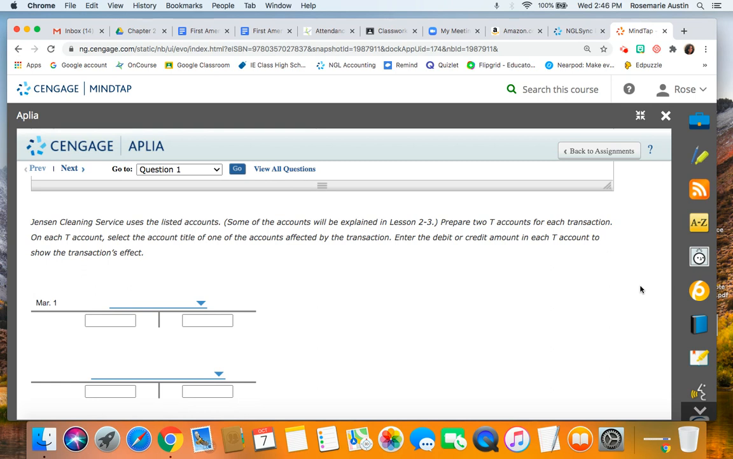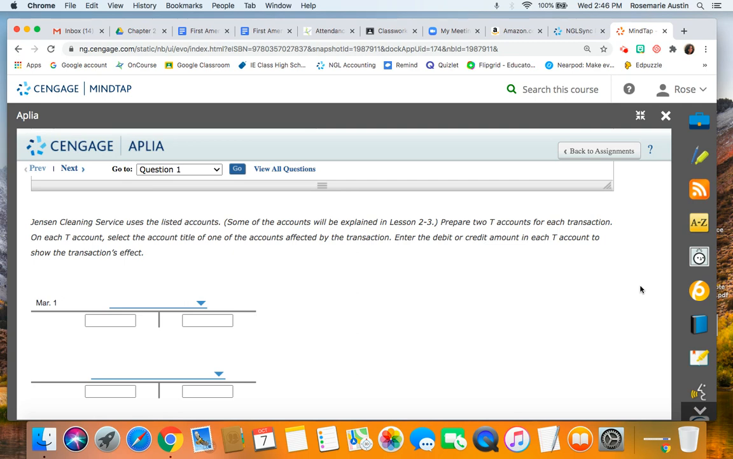We're going to prepare 2 T accounts for each transaction because each transaction affects 2 accounts. Remember, double entry accounting: one is going to be a debit and the other is going to be a credit all the time. Debits and credits have to equal. Debits equal credits. You have to say that to yourself a million times so that you remember it. Debits equal credits is the same as the accounting equation being in balance: assets equals liabilities plus owner's equity. Everything has to be in balance all the time. If it's not, then somewhere you made a mistake and you have to find it.